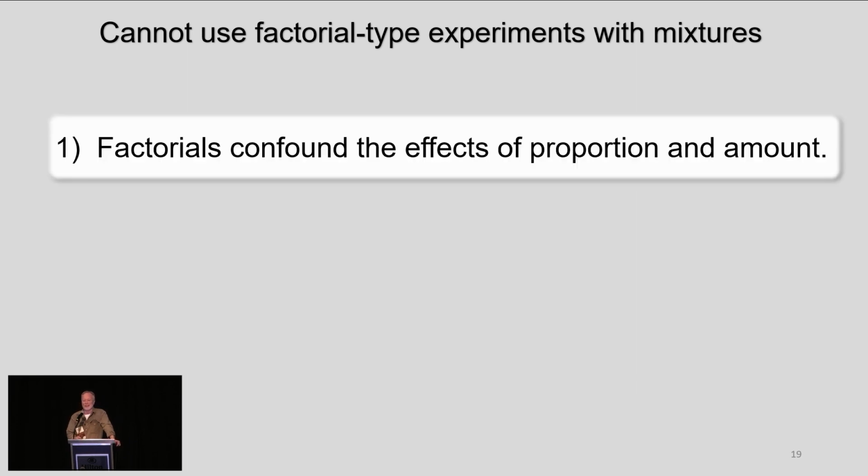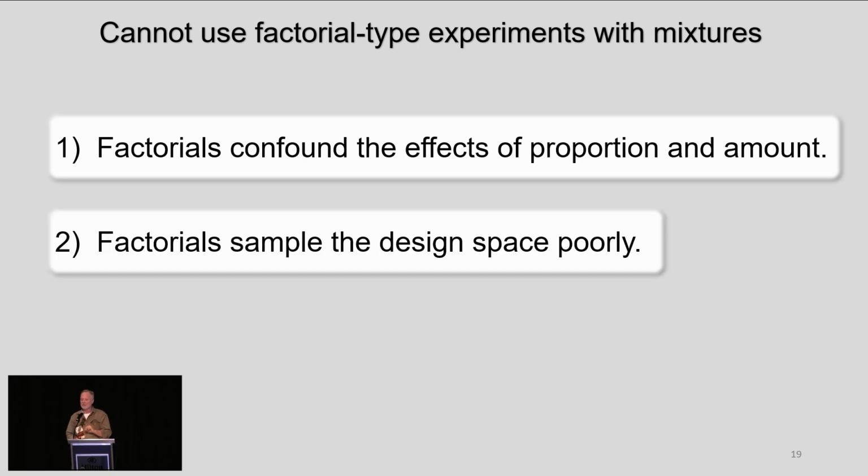Now, the factorials, the response surfaces, these are all factorial type experiments, all factors that are treated independently. You cannot use factorial type experiments with mixtures, and I'm going to show you why. It's pretty neat. Okay. First, factorials confound the effects of proportion and amount. I'm going to show you what this looks like. And second, factorials sample the design space poorly. And what I should have written here is the mixture design space is sampled poorly by the factorial type designs. And I'm going to show you what that looks like.